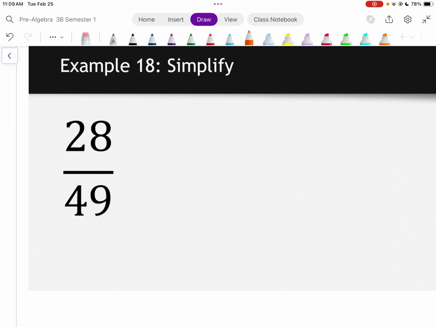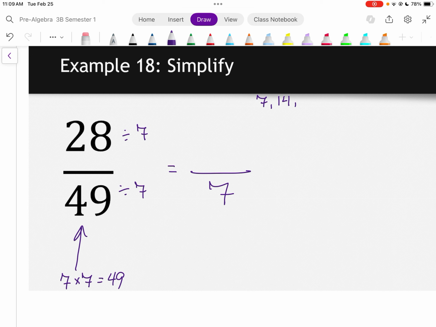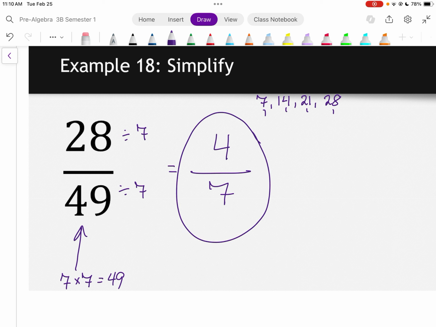All right, our next one, simplify 28 over 49. 28, there are a lot of numbers that go into 28, but 49, right away what I think of is I know 7 times 7 is 49. So I'm going to try dividing both of these by 7. So I know 49 divided by 7 is 7. And 28, if I skip counted by 7, I would get 7, 14, 21, and then 28. So 1, 2, 3, 4. So that gives us 4 out of 7, which is our final answer because 7 is a prime number.